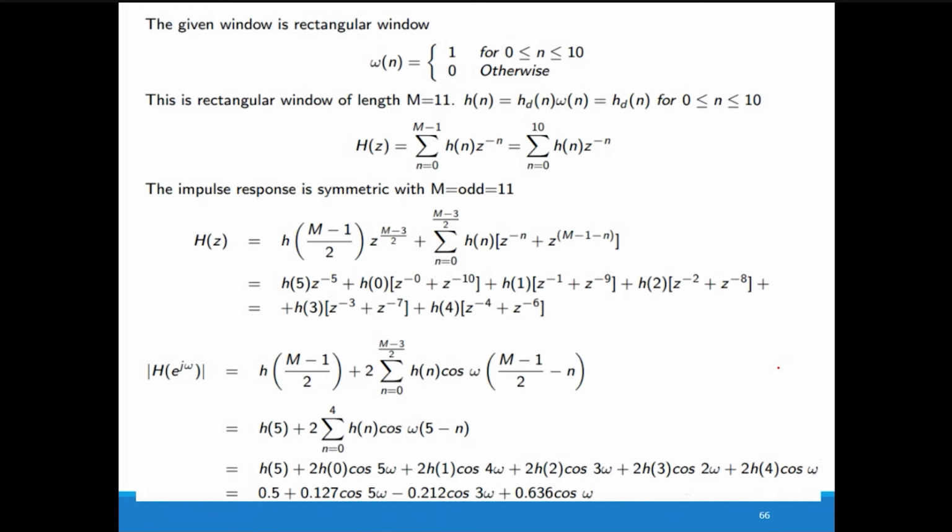The H(z) equation we already derived earlier when we discussed the symmetric and anti-symmetric filter. From that I have taken that equation directly over here, as our filter is symmetric and M has an odd value. This is when your filter is symmetric and M is odd. The other one we have discussed is when the filter is symmetric and M is even. Hope you remember.